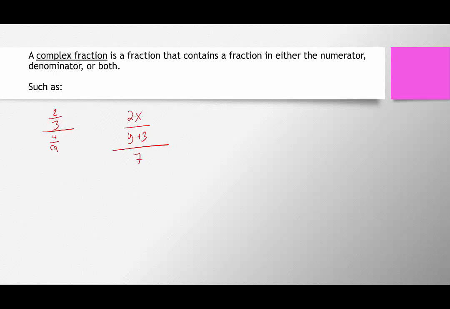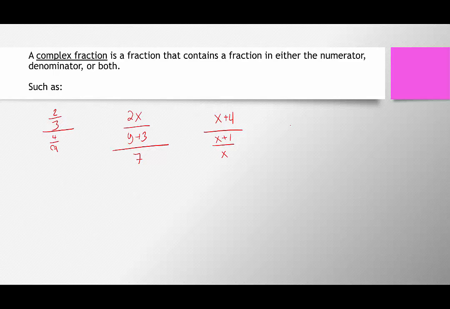So the first one's a complex fraction because the numerator has a fraction and the denominator has a fraction. The second one is a complex fraction because the numerator is itself a fraction. We could have just the denominator be a fraction, so we'd have x plus 4 over x plus 1 over x. We could have something like that.